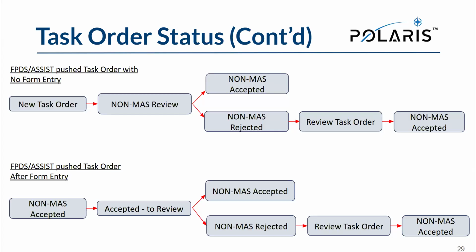In general, when a new task order is inserted into the system, you will review the data and submit to the program office. We will review the information submitted and either accept or reject the task order. When the task order is accepted, you can begin to report on your task order. And if it is rejected, you would need to make updates until your task order is accepted.